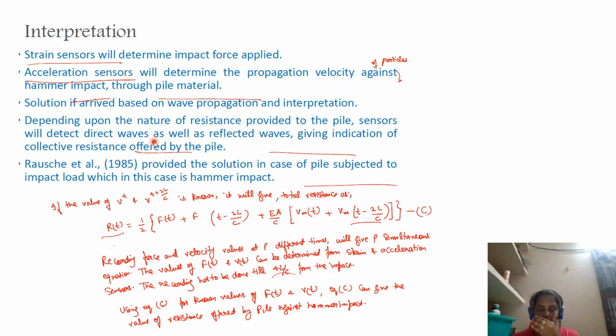So by measuring the resistance offered by the pile, we will be able to calculate what could be the total resistance. So we have an equation. Once we know the force and velocity values, when we substitute them in this equation, we will be able to find out the total resistance offered.